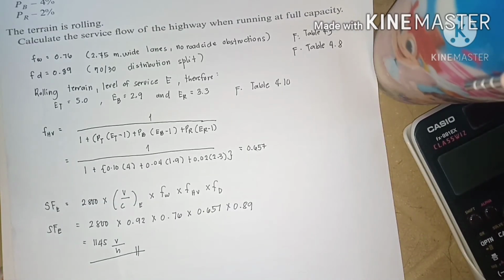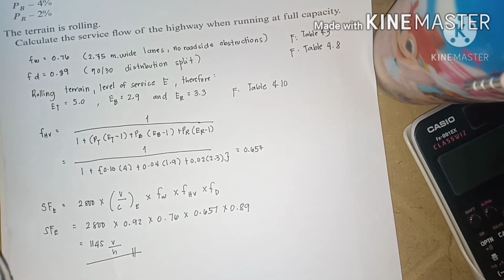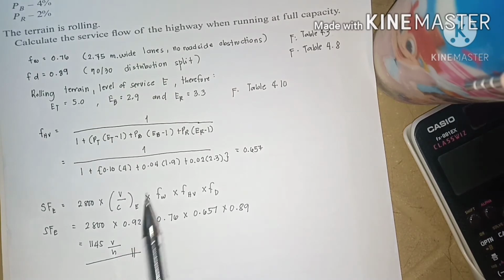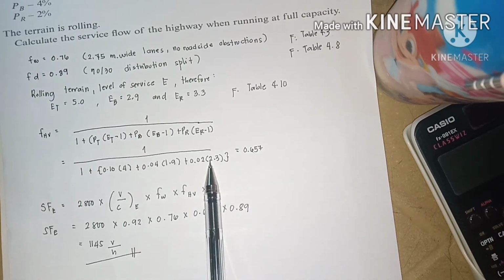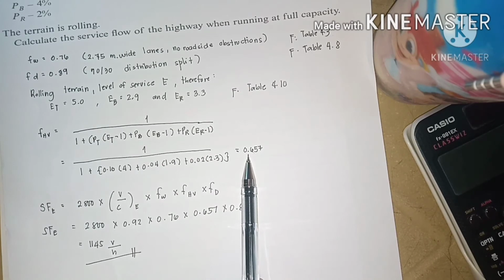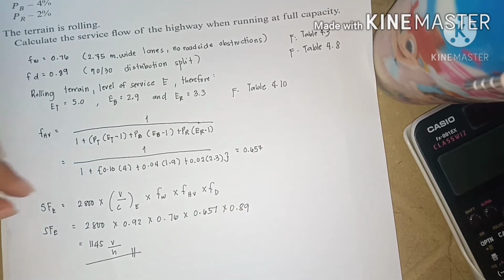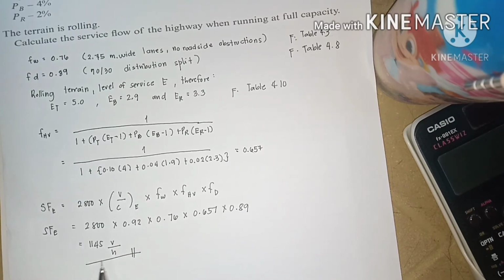So, ito yon. So, yan, makukuha na natin yung adjustment factor niya, yung FHV, using yung mga given. Pinasok natin yung given na nagkaroon tayo ng 0.657. So, para makuha naman natin yung service flow, using this formula na diniscuss ko kanina, pasok ulit natin yung mga given na na-compute natin. So, we are going to have an answer of 1145 vehicles per hour.